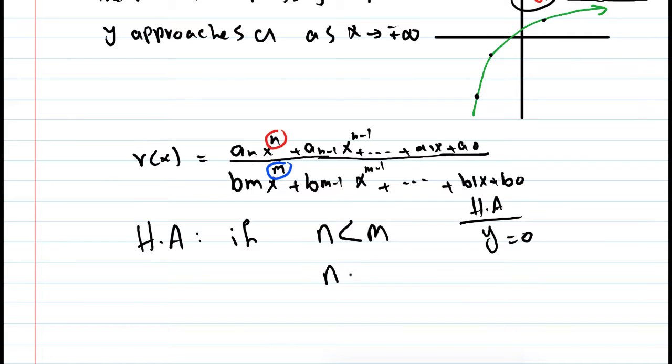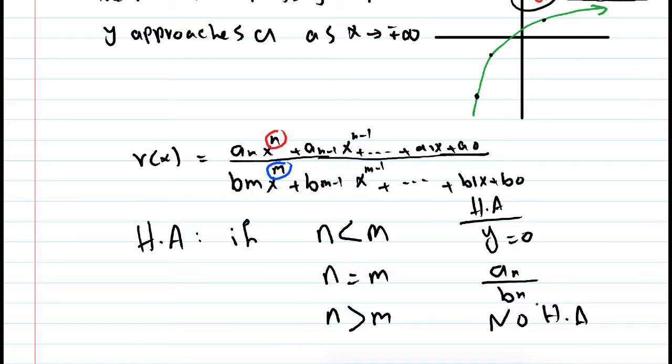If they are equal, meaning the degree of the polynomial on top equals the one on bottom, then the horizontal asymptote is y equals a_n over b_n. Basically, you just take the quotient of the two leading coefficients, so a_n over b_n is the horizontal asymptote. If n is greater than m, meaning the degree of the polynomial on top is greater than the one on bottom, then it has no horizontal asymptote.